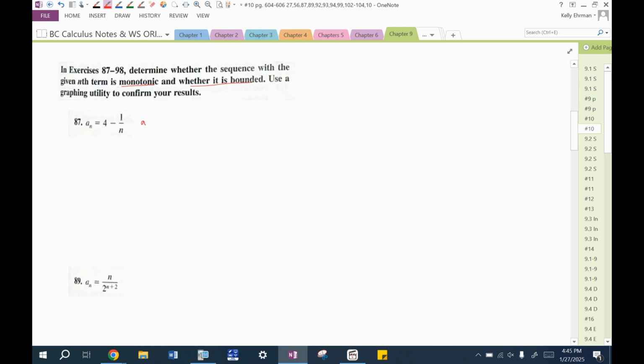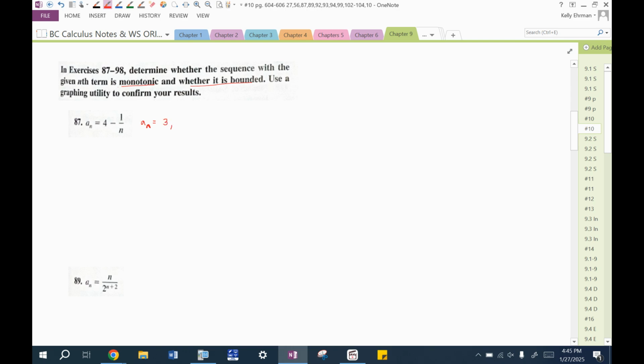Start by just generating some terms. That's what I always do. I don't want to get too technical with it. I just want to see if I plug in numbers and they are decreasing right off the bat, then that'll help me figure that out. So when I plug in 1, I get 4 minus 1 is 3.